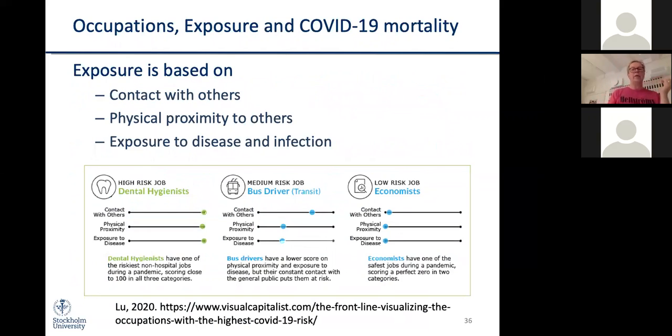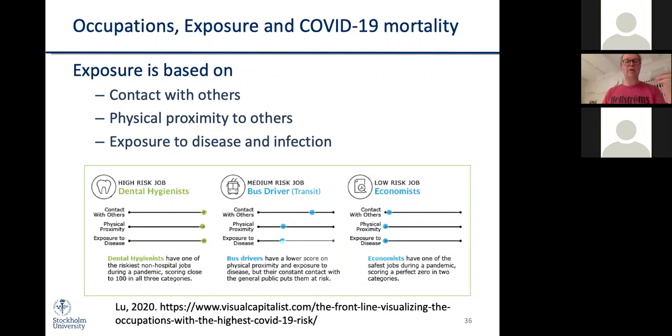And here from Swedish registers, we have information, so everybody is registered with an employer and also with an occupation, so that we can pull it out. But then we used data that came from an American government department, which had tried to create an index of how confronted different occupations are with contact with others and exposure to disease and infection. So that is a survey.